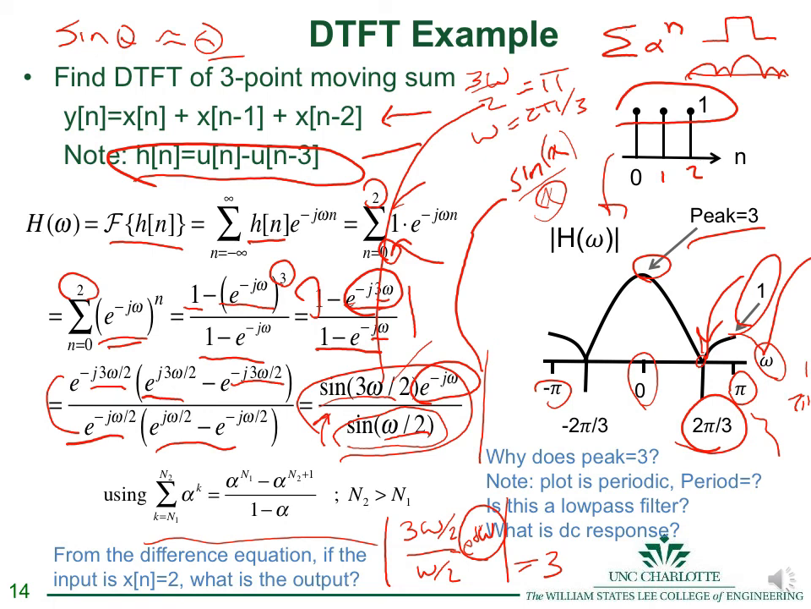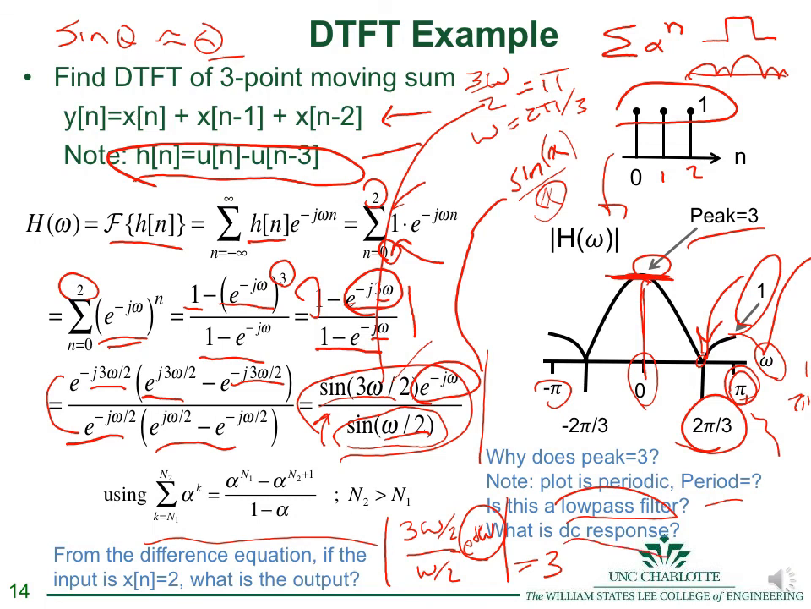Is this a low-pass filter? Well, yes, because the highest discrete time frequency is on, off, or 1, minus 1, 1, minus 1, and that corresponds to the frequency pi. And so we can see that the largest response is at 0, or DC, and all frequencies higher than that have lower response. And so yes, this is a low-pass filter. Its DC response is 3.